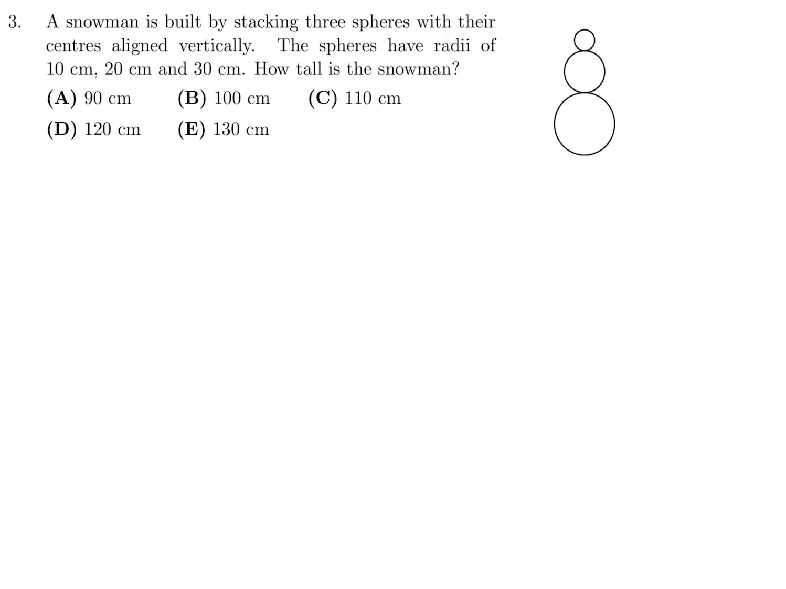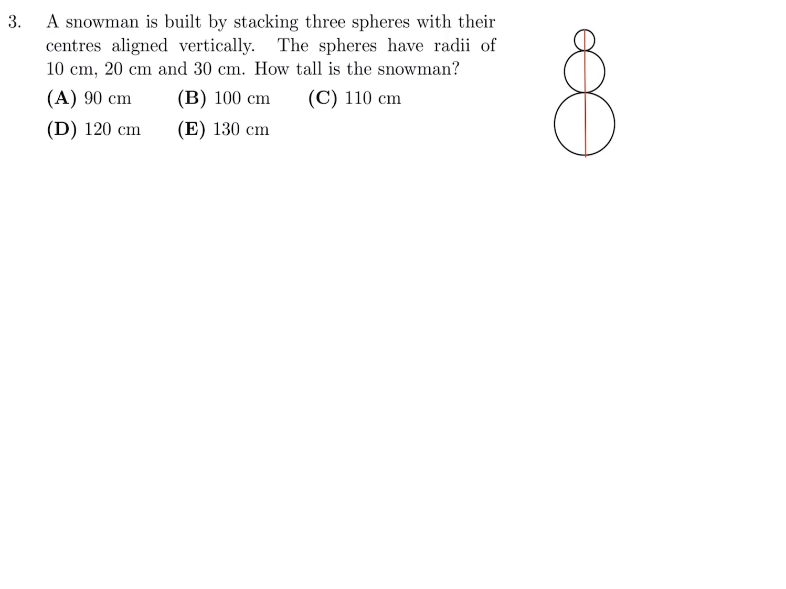A snowman is built by stacking 3 spheres with their centers aligned vertically. The spheres have radii of 10, 20, and 30 centimeters. How tall is the snowman? Well, let's draw the diameters all the way down like this. That will give me the height.